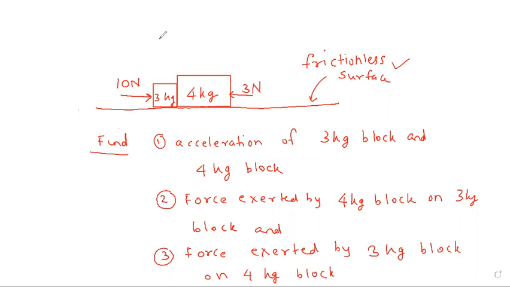On this 3 kg block, you exert a force of 10 newtons, and on this 4 kg block, you exert a force of 3 newtons. So this is one force and this is the other force. Now you'll find that these two blocks would move together with a common acceleration of a. So the acceleration of the 3 kg block is equal to the acceleration of the 4 kg block, and this is to be found.